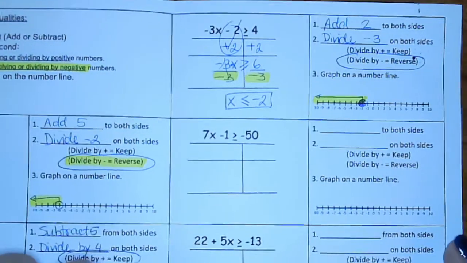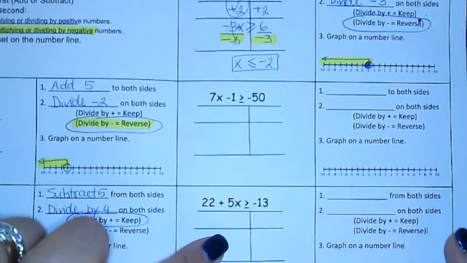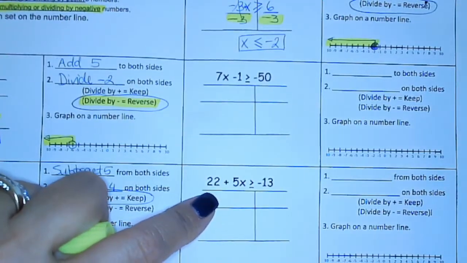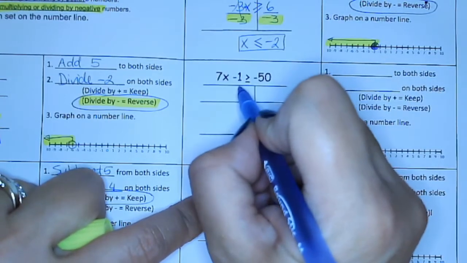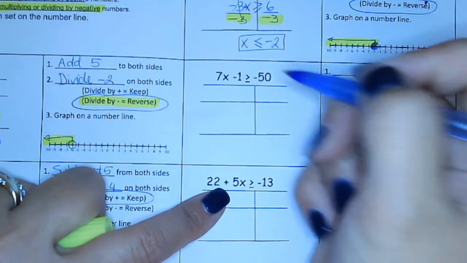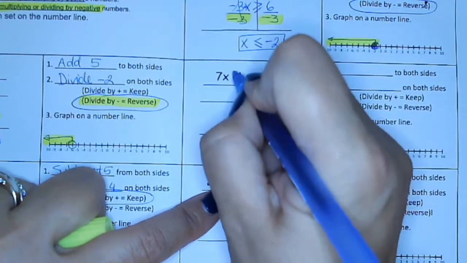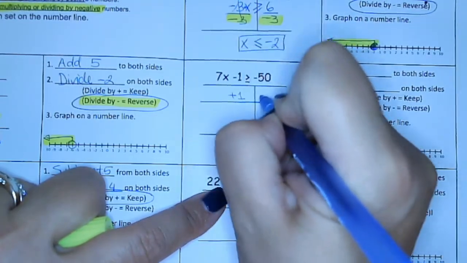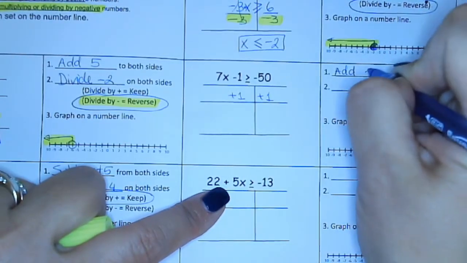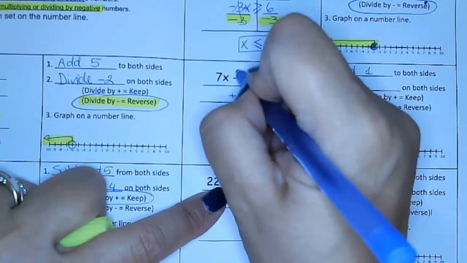At this time would be a good idea to pause the video and try on your own or follow along with me. 7x minus 1 greater than or equal to negative 50. First, we undo the constant, plus 1 on both sides, or add 1 to both sides.